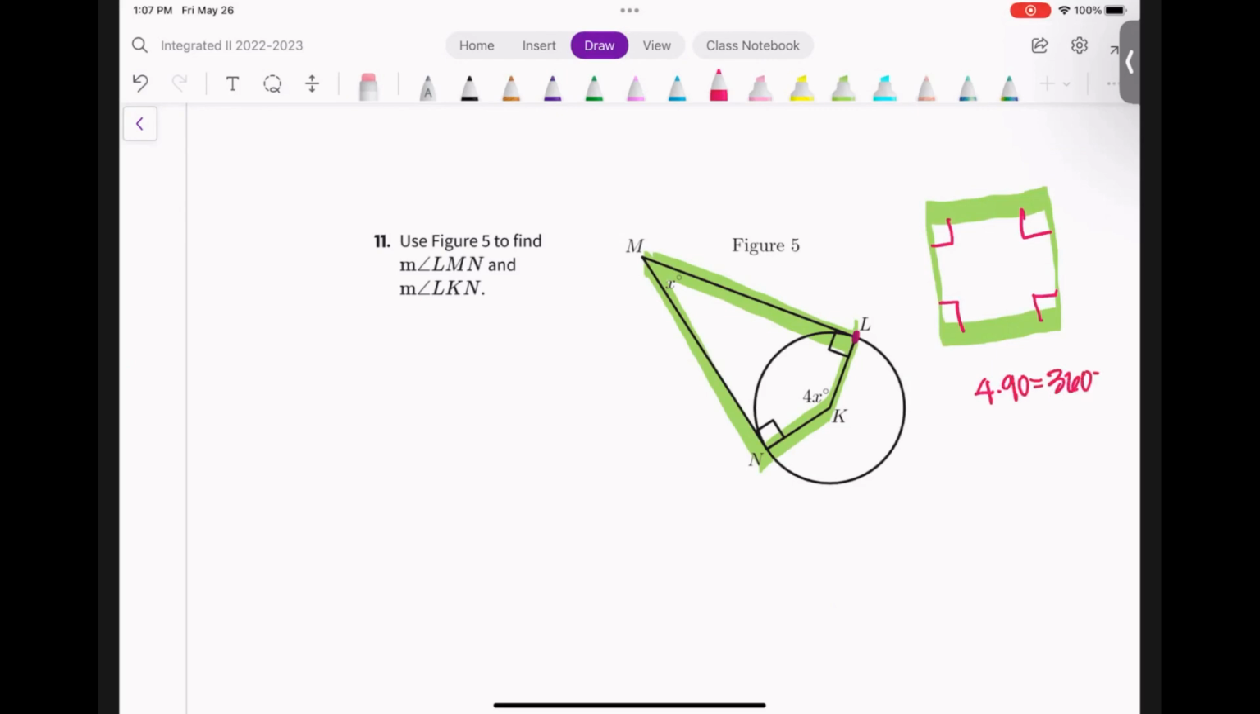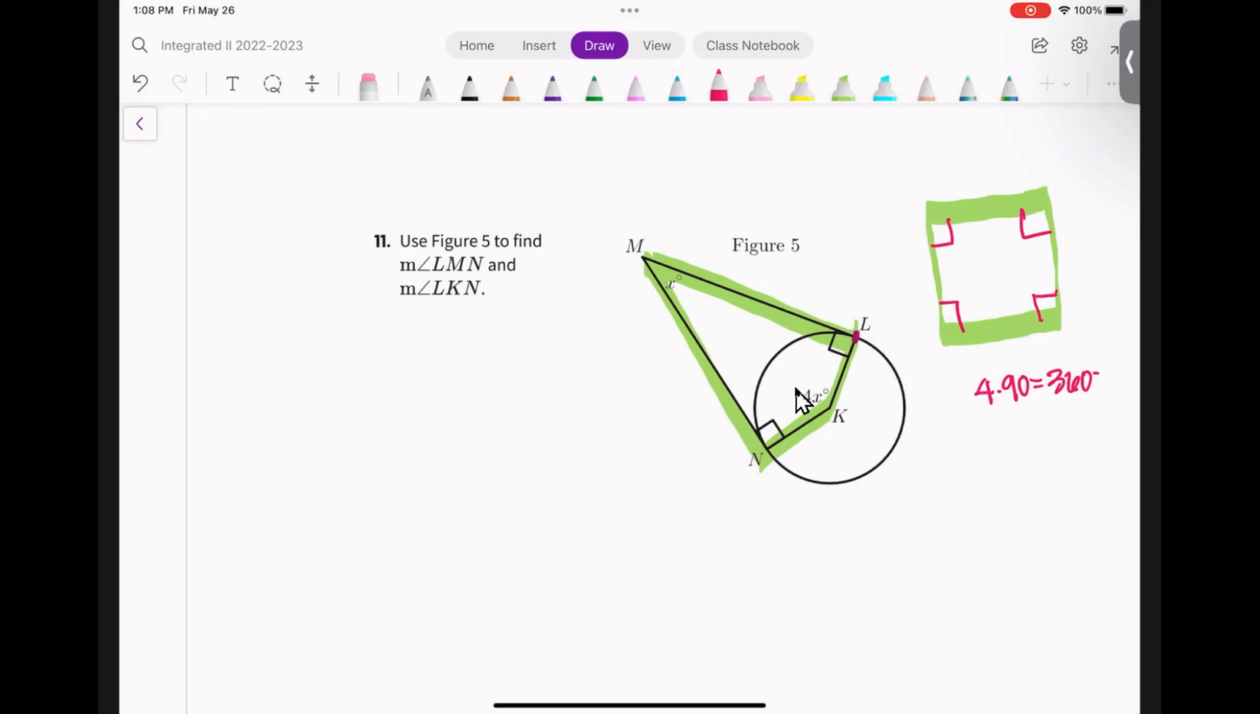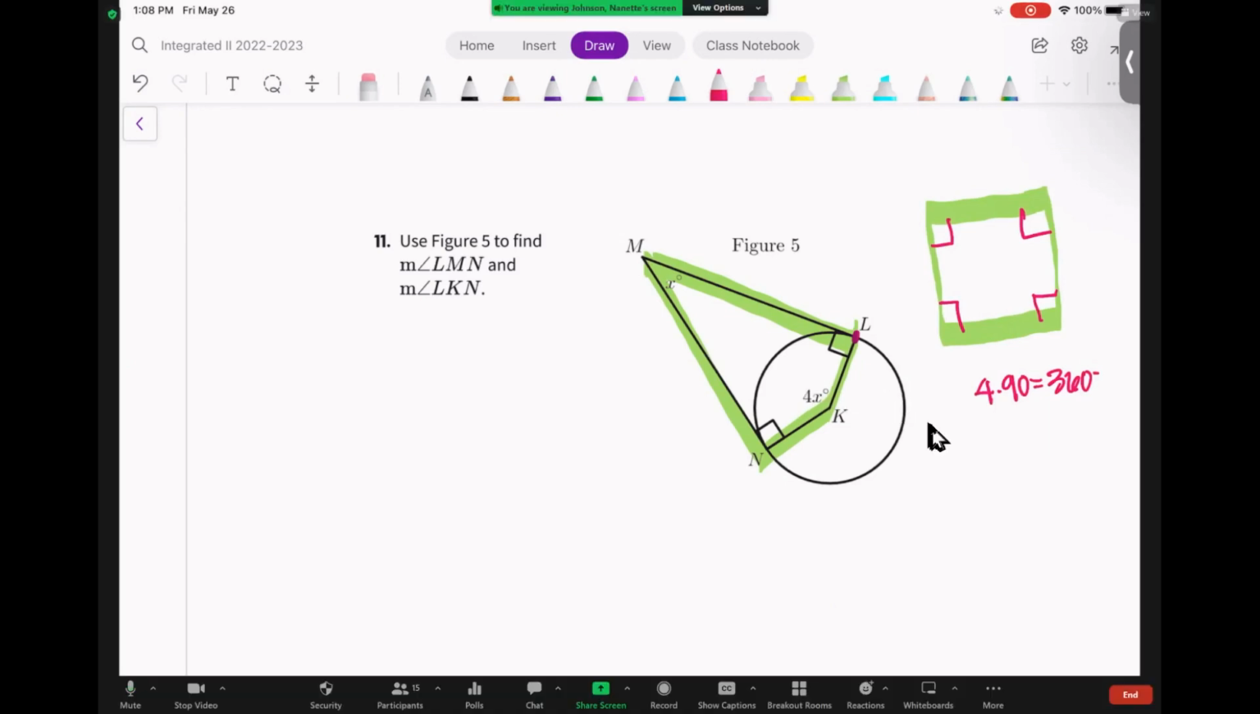Wait, so Miss Johnson, but that's a square. This is not a square. In case you guys don't know, this shape is called a kite. This is a kite, it's not a square. Is that still true? The answer is yes. Just like the sum of the measures of all the angles in a triangle is always going to be 180, the sum of the measures of all the angles in a quadrilateral will always be 360.